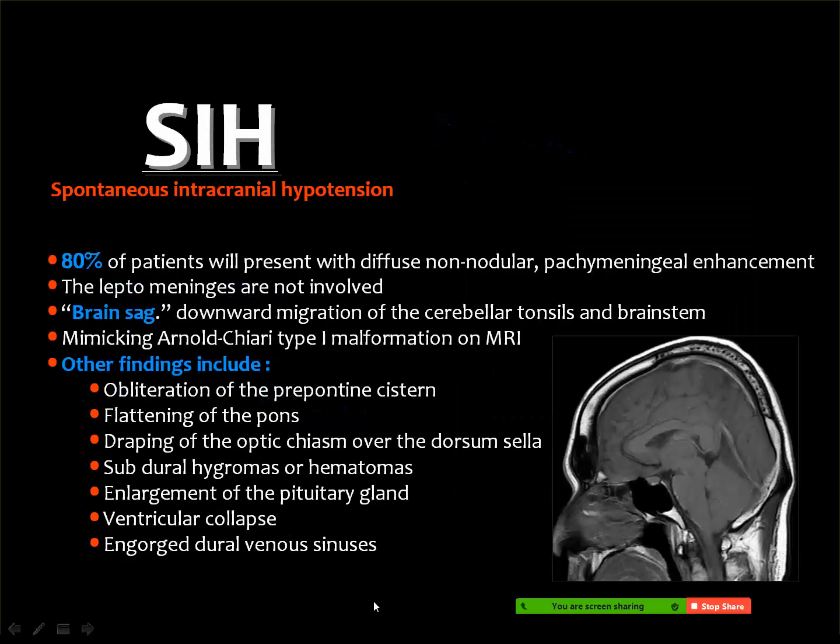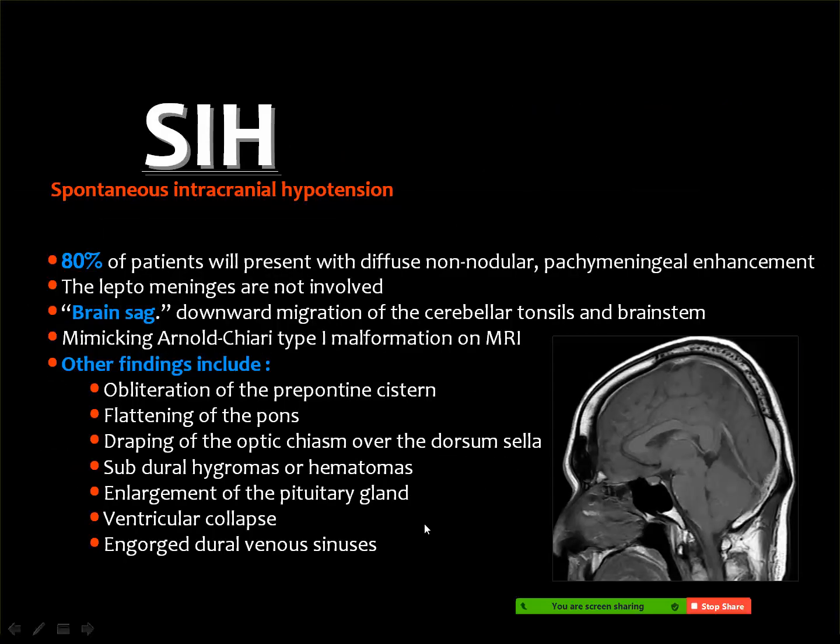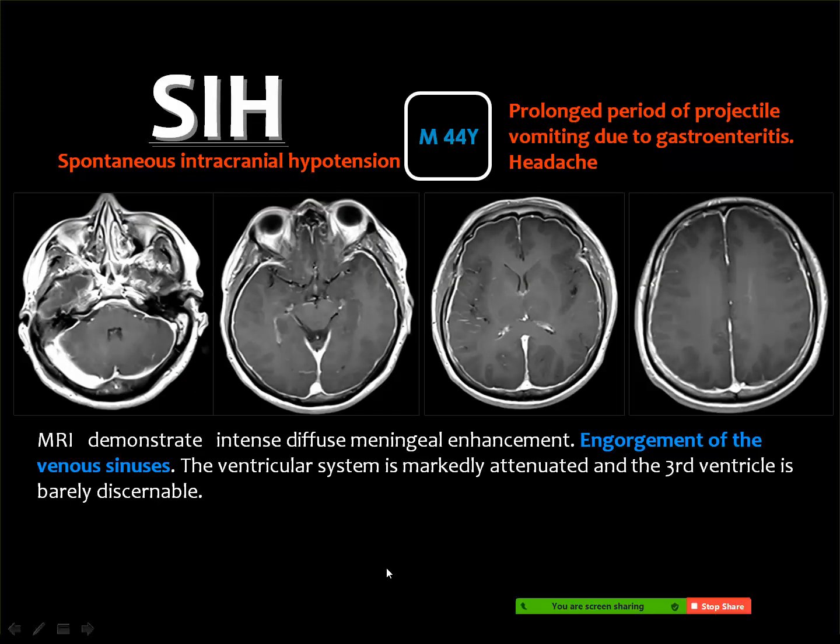Then we go to another case, and here you can see that there is engorgement of the dural sinuses, a diffuse pachymeningeal thickening, and also one of the important findings in the sagittal images is the downward herniation of the tonsils through the foramen magnum, simulating the Chiari-1 malformation.